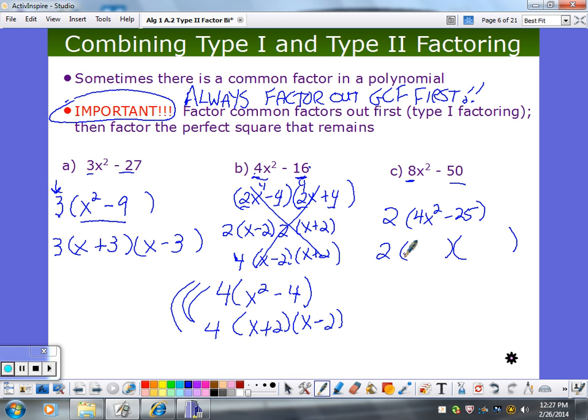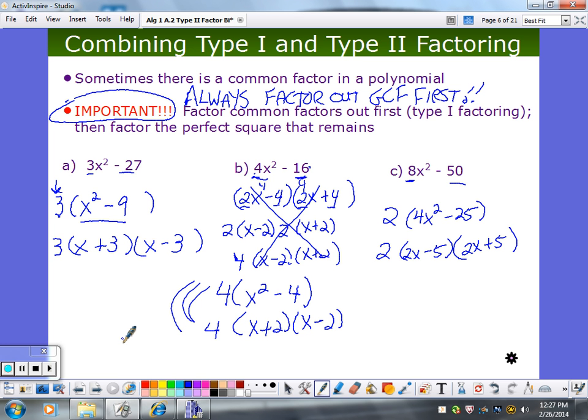So what do we get? 2 times (5 minus x), or 2 times (x minus 5). That's fine. And don't forget your 2. I think Ken raised an excellent point. You need that too, because you want to be able to multiply back to get this. So the 2 is important. Don't forget it.